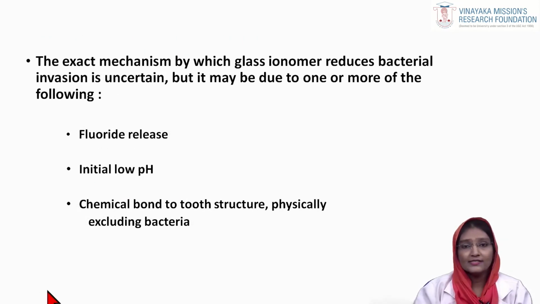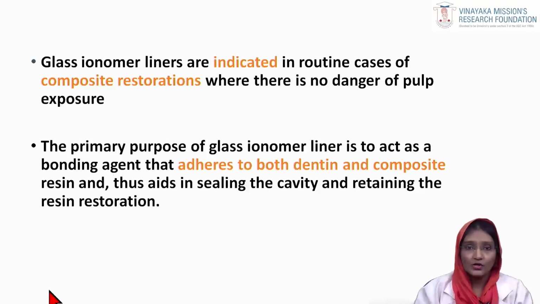The exact mechanism by which the glass ionomer reduces bacterial invasion is uncertain, but it may be due to one or more of the following: the fluoride release, the initial lower pH, or it bonds chemically to the tooth structure, so physically excluding the bacteria. The glass ionomer liners are indicated in routine cases of composite restorations where there is no danger of pulpal exposure.